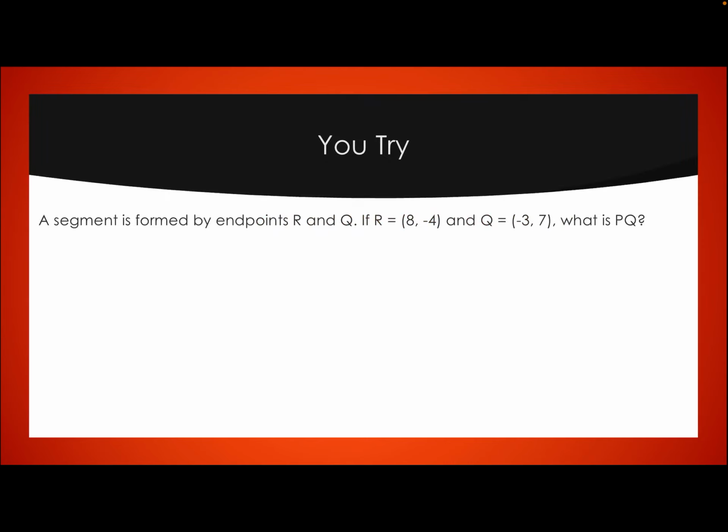For example 2, you're going to try this one. We have endpoints R and Q. I'll pause the video and see what you get. All right. So if you did this without me, you may have gotten D equals the square root of, let's label our points. We have x1, y1, x2, and y2. So x2 is -3. So (-3 minus 8) squared plus (y2 minus y1) is going to be (7 minus -4) squared. Right, sorry about the bad parentheses.